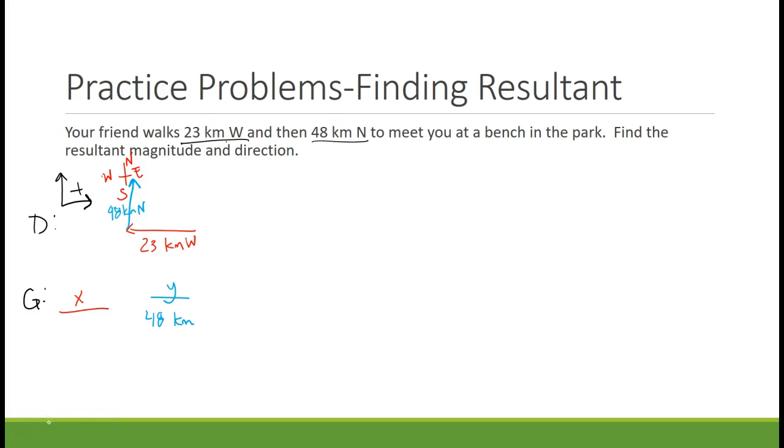All right. There we go. We've got 23 kilometers west and 40 kilometers north, and then our resultant is going that way.